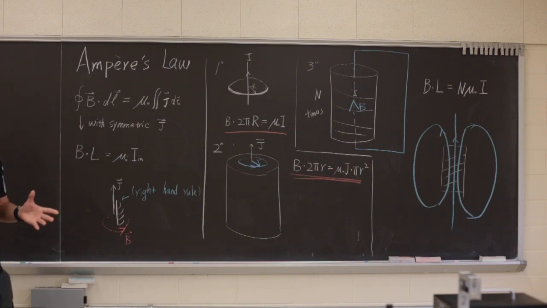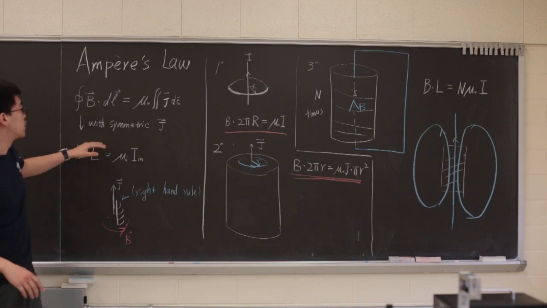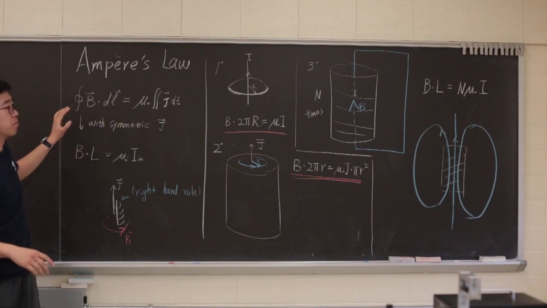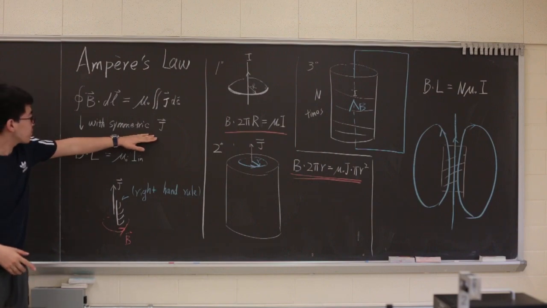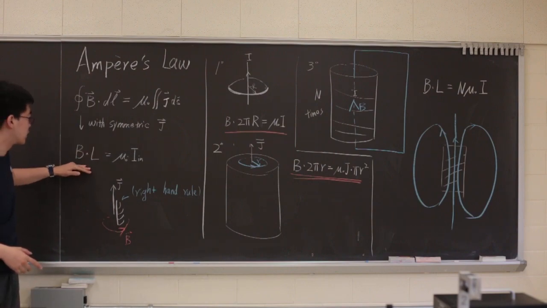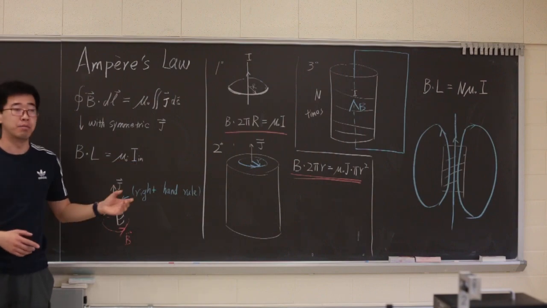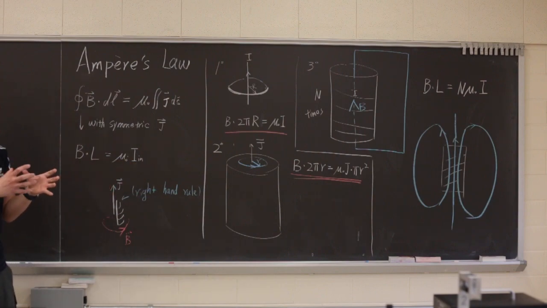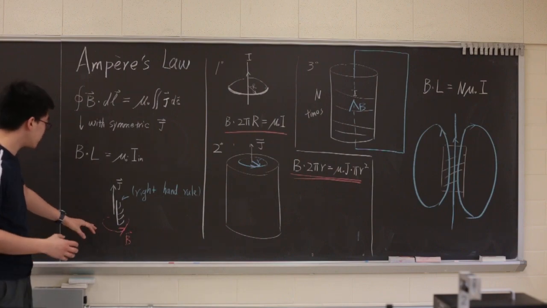But for the purpose of this class, we are only dealing with symmetric cases. Actually, this equation might only work for symmetric J. So if we have a symmetric J, we can simplify it to an equation without the integral: B dot L equals mu naught times I enclosed. Basically, that's how much current is bundled into that area.